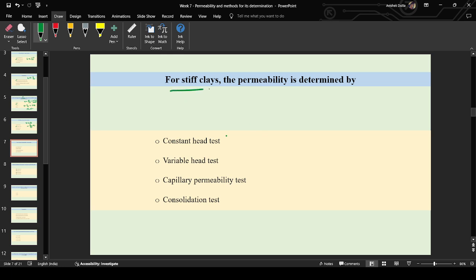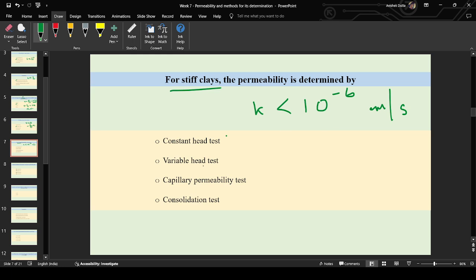For stiff clays, the coefficient of permeability is very less, less than 10 to the power minus 6 centimeter per second. This is very less because, for obvious reasons, clays have porosity but they are not permeable. So in the constant head test, with this small value of K, the discharge will be very less, and it can be very difficult to measure such a small discharge.